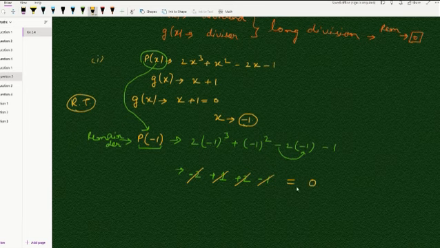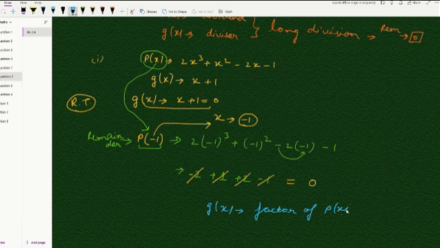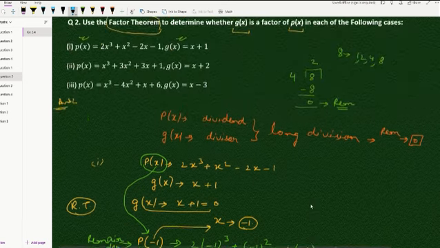It means that when I replace x in this polynomial with minus 1, and where did this minus 1 come from? I equated the divisor to 0, and then my remainder came out to be 0. It means that g(x) is a factor of p(x) in situation 1.